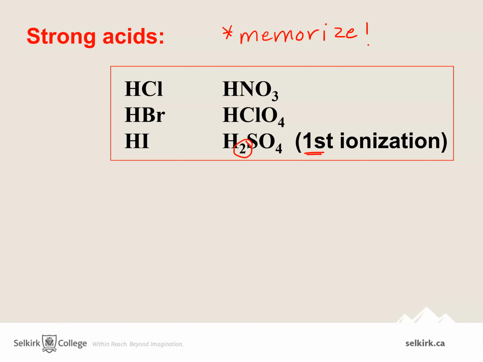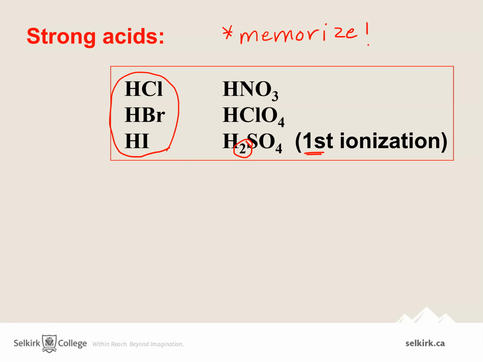That's a list of 6 things to memorize. You can kind of chunk them together though. That makes remembering easier. These 3 are halogen acids, HCl, HBr, and HI. The only halogen acid that is not a strong acid is HF. It's weak.